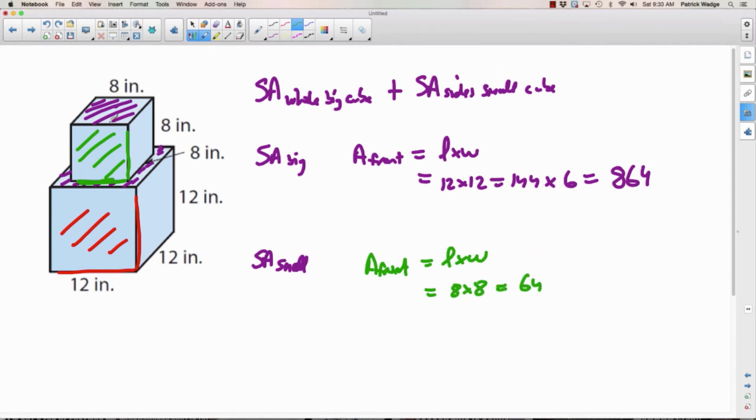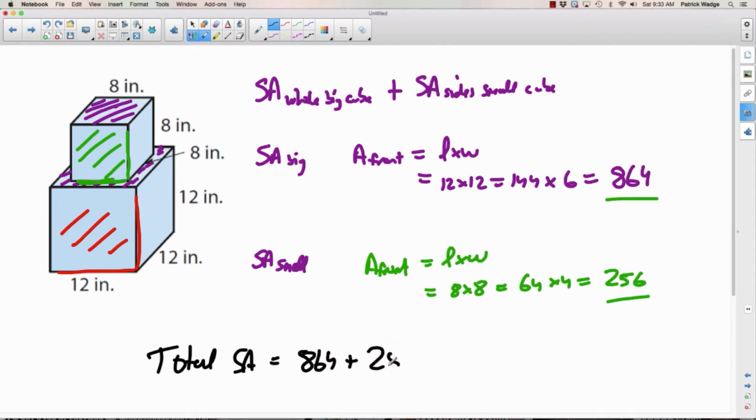Now remember, we're not doing all of them. We're not doing the bottom because you can't paint it. You're not doing the top because we've already done it. You're only doing the 4 faces here. So we're going to multiply by 4, and you get 256. And that's it. There's no other faces to do. We just have to add together the 864 and the 256, and we'll be done. So total surface area equals 864 plus 256, which equals 1,120, and we're talking about inches, so inches squared.